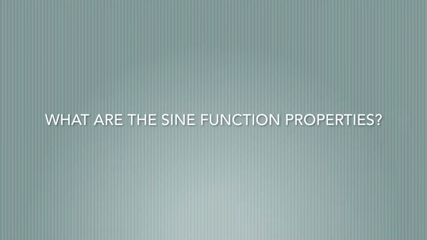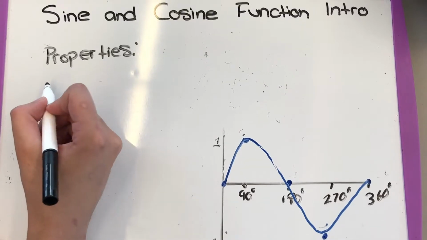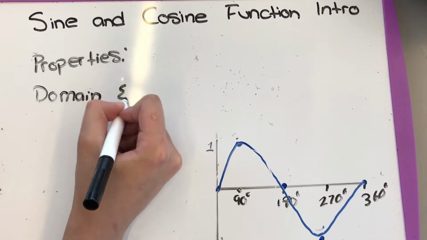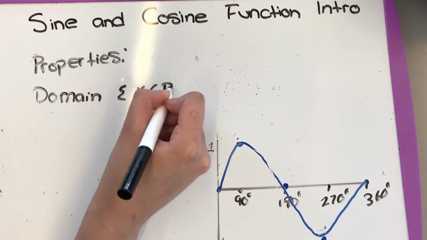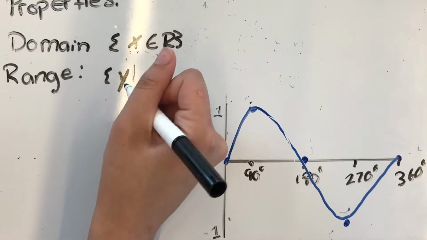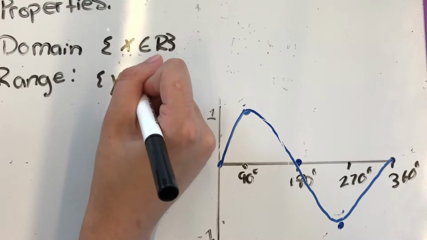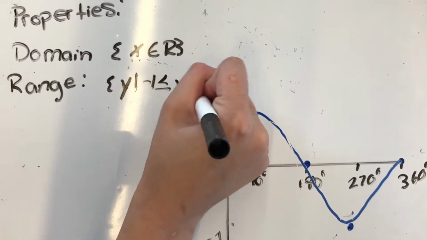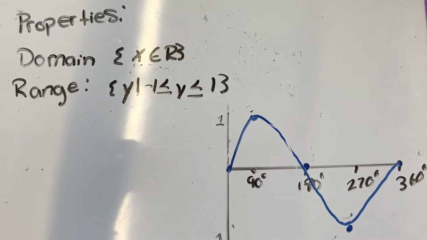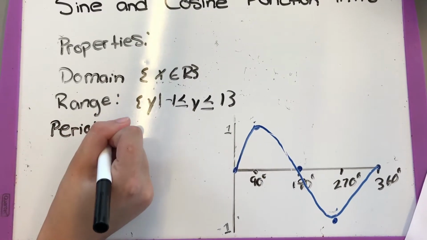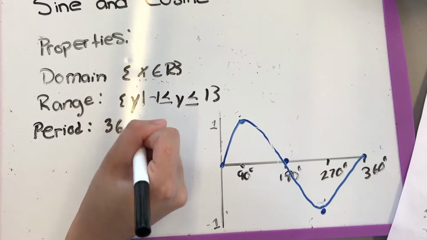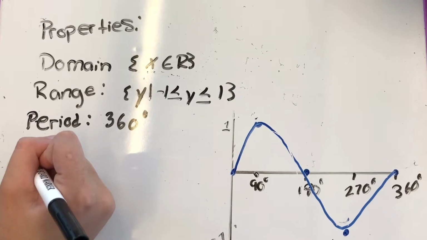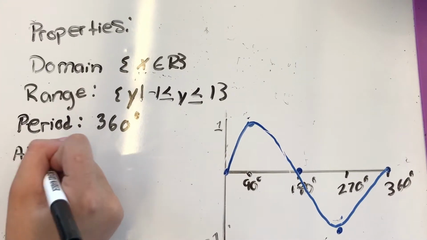Now let's talk about the sine function properties. The domain is x equals any real number. The range is y more than -1 and less than 1. So your period is 360 degrees. So your amplitude, which is half the distance between the maximum and the minimum values of a period function, is 1.